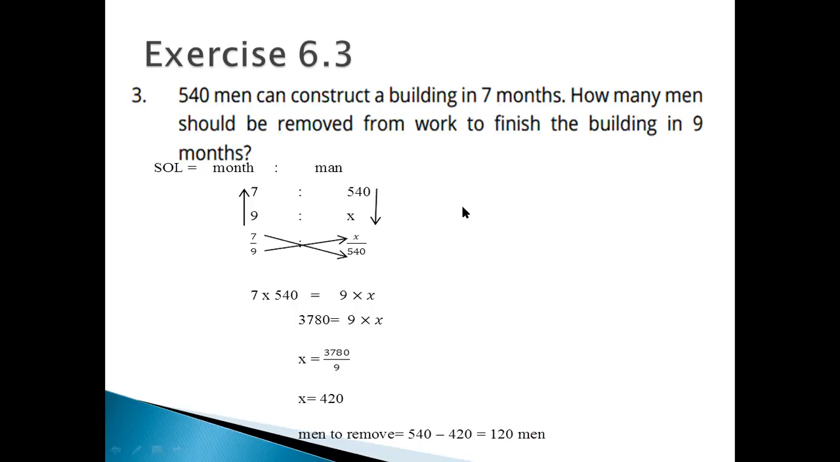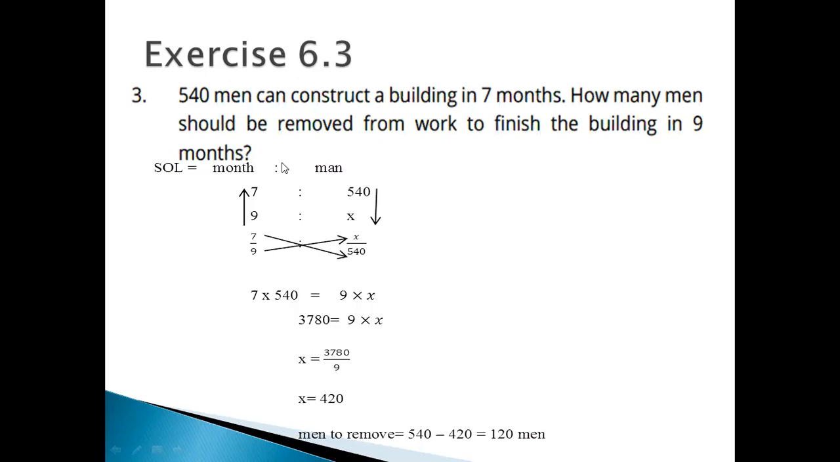Up to question number 2 and the previous exercise, we discussed direct proportion. If one value increases, the other one automatically increases. Here, if one value decreases, the other one increases. Look, 540 men, 7 months. When the number of months increases, the number of men should decrease. So this is called indirect proportion. So you can say that the number of men is in indirect proportion to the number of months.